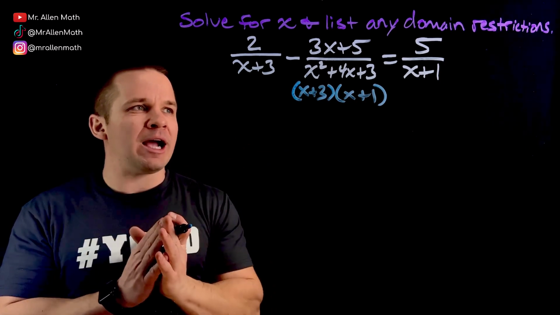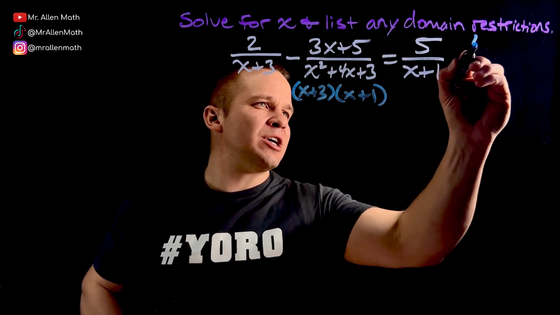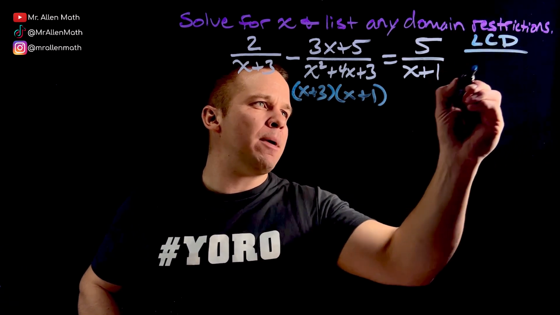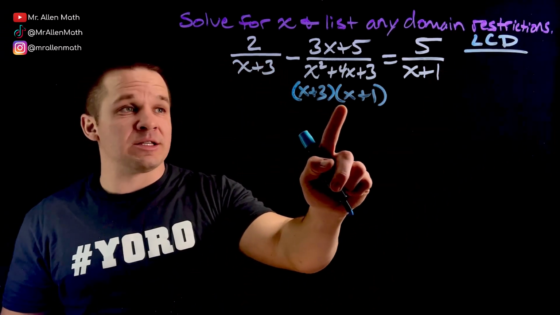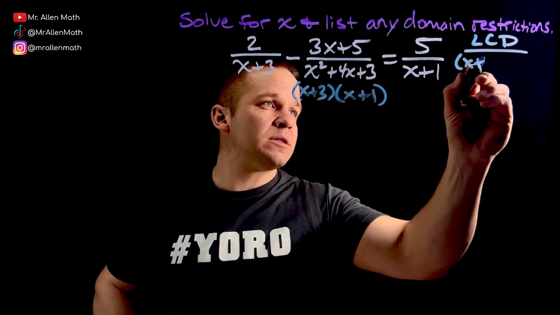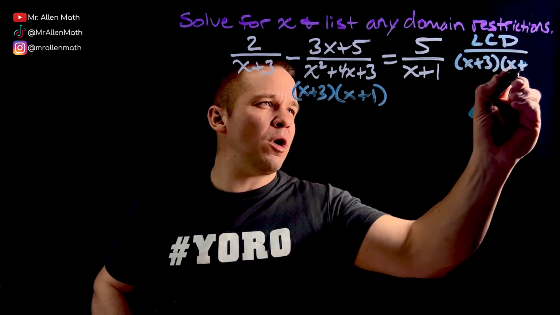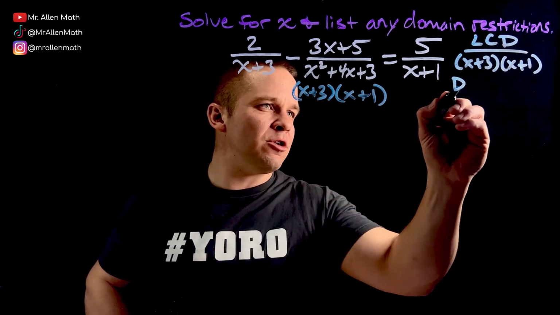Now I have to figure out what my LCD, my least common denominator, is. I'll jot that right here, LCD. Well, it's got to have an x plus 3, so that one's good. It's got to have an x plus 1, that takes care of that one. So x plus 3 and x plus 1 would be my least common denominator, which also takes care of my domain restrictions.